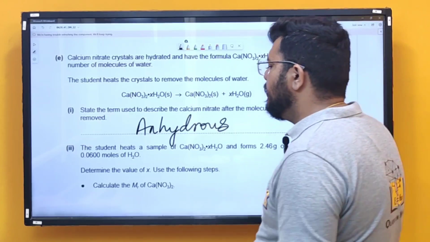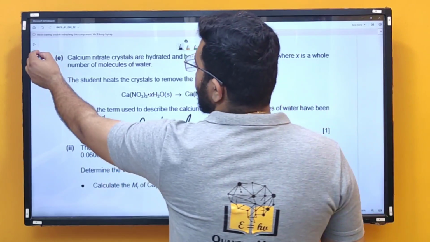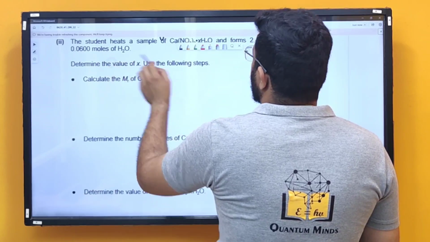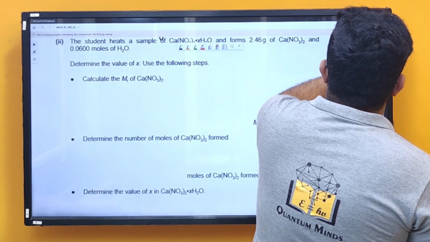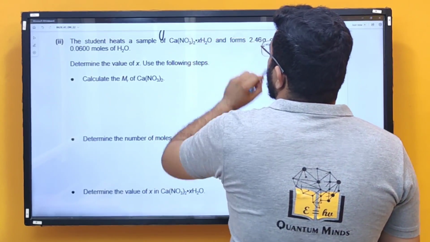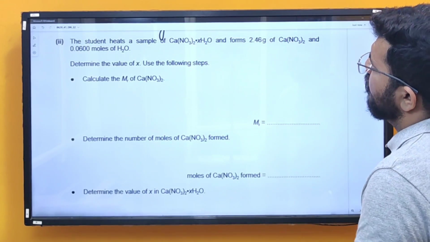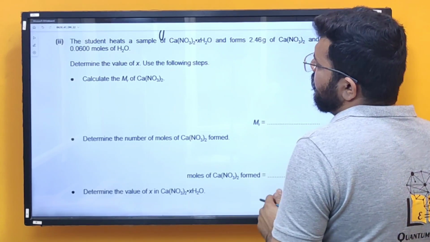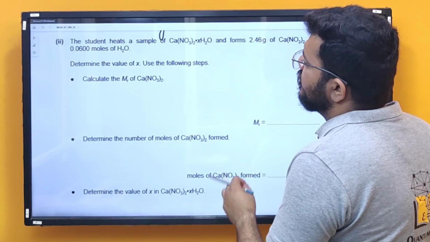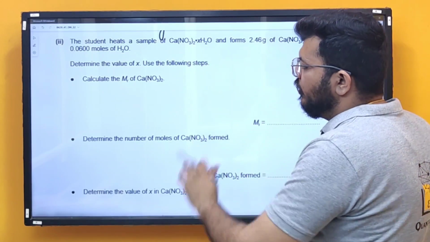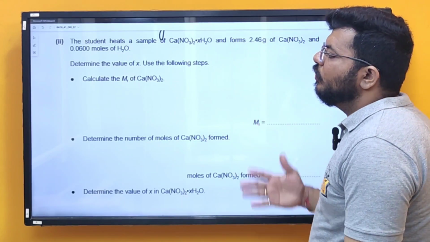Okay, the student heats a sample. Just a second, it involves calculation. Okay, keep trying, no problem. Yes. The student heats a sample of calcium nitrate·xH2O and forms 2.46 gram of calcium nitrate and 0.0600 moles of water. Determine the value of X. Use the following steps. So again, it's a moles question.